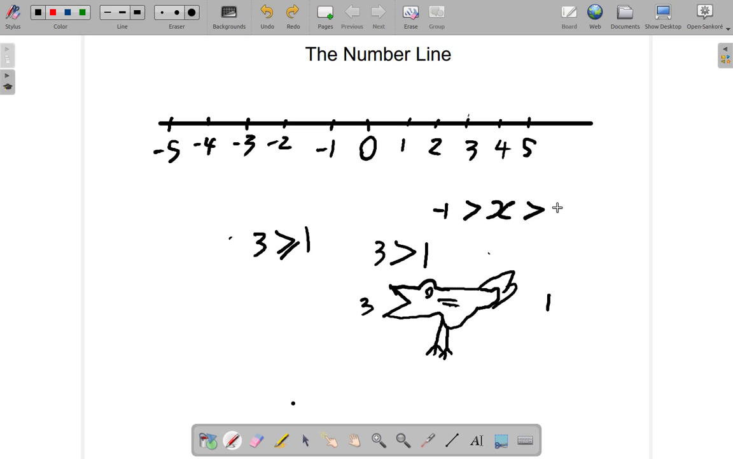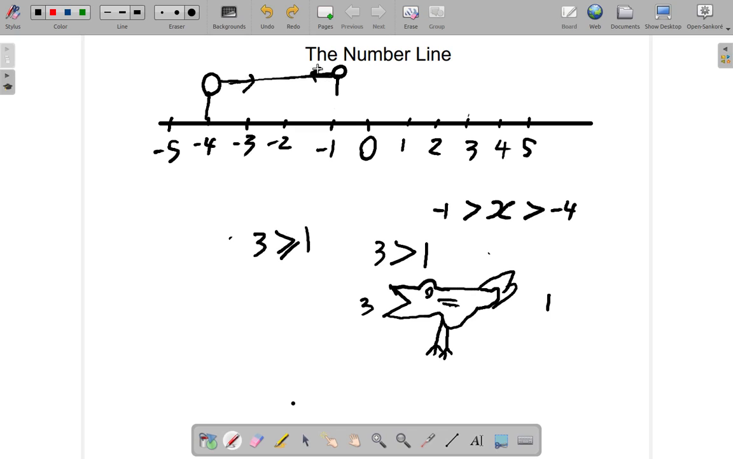Values of x are also greater than -4. So I identify -1, less than, I put an open circle. X is less than -1 means the values of x are to the left of -1. X is also greater than -4. This is -4. Greater than -4, not equal to, just greater than -4. So the values of x are greater than -4 and less than -1. So the values of x lie between this and this.